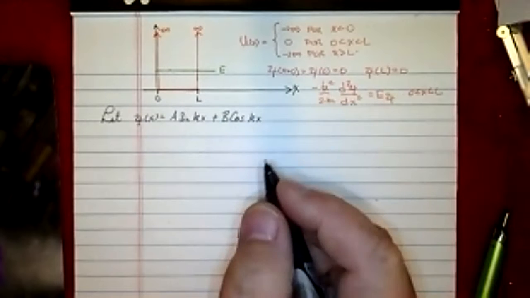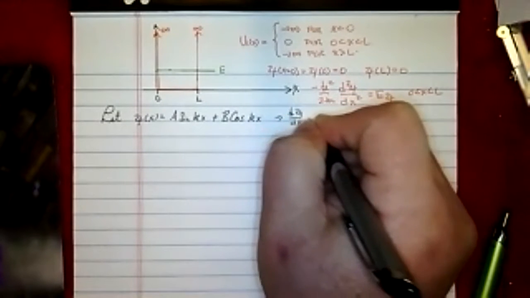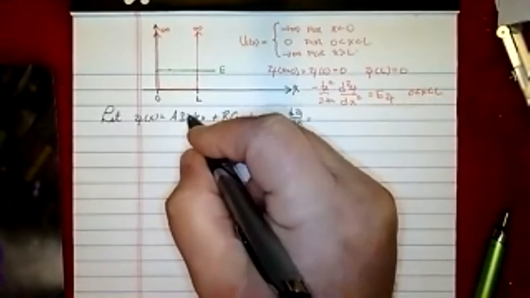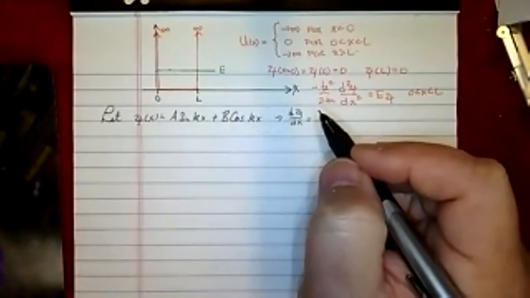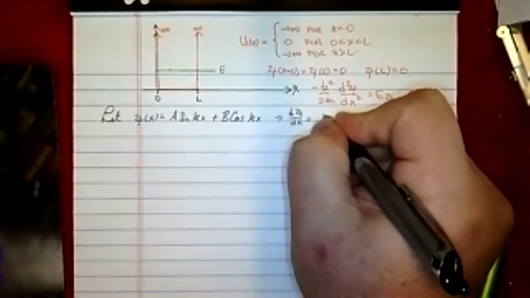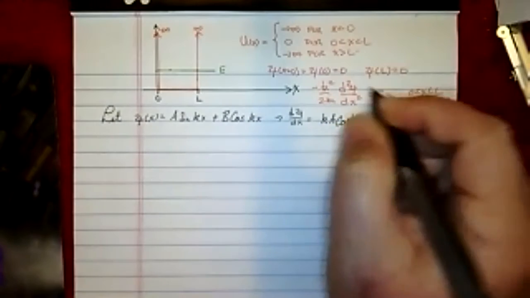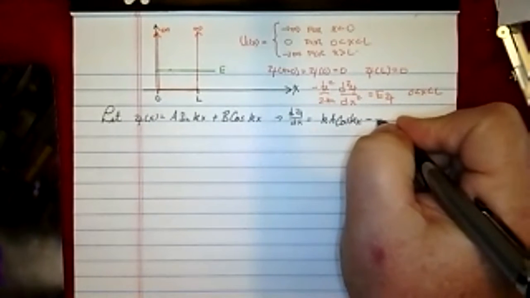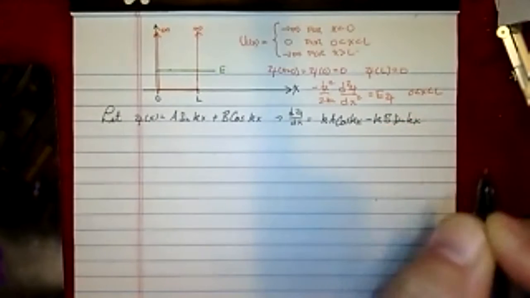So this means that the first derivative, d psi over dx, is going to be equal to the derivative of sine is cosine, and then of course you have to take the derivative of the argument with respect to x, which is just a chain rule. So I'm going to get k times a cosine kx, and then for this term, the derivative of cosine is negative sine, so I get minus k times b sine of kx.